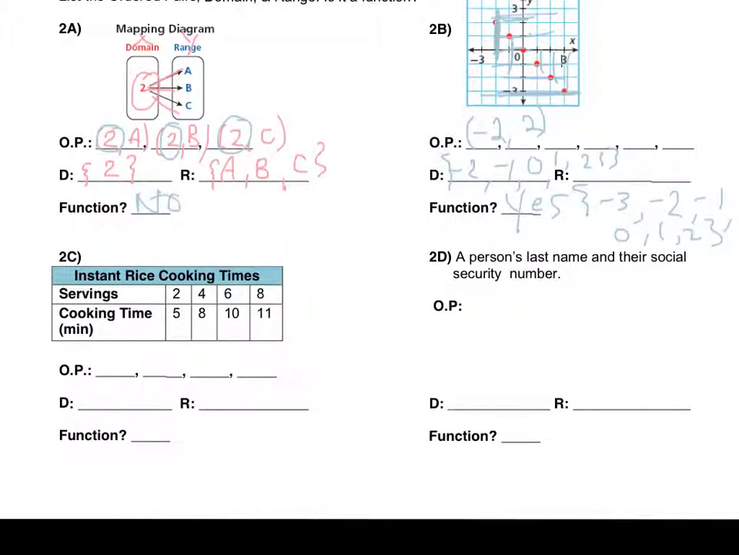The domain in 2C would be all of those numbers, 2, 4, 6, 8. The cooking time would be all of those numbers, 5, 8, 10, 11. And this one is a function because when you look at those domain values, none of them repeat. That wouldn't make sense anyway. You wouldn't cook rice for 2 servings at 5 minutes and then make another serving of 2 and cook it for a different amount of time. That would just be silly.